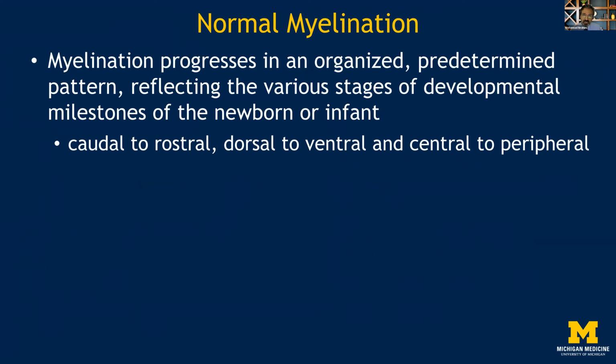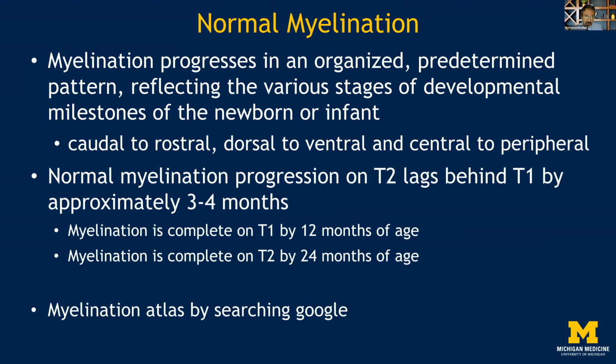So before we start with what is abnormal, we need to decide what is normal, and more importantly, to understand the myelination process in the child. This is a dynamic process that progresses in an organized and predetermined pattern that reflects the various stages of the developmental milestones of the newborn or the infant. This reflects their neuropsychological development. The general rule that we use is that myelination progresses from caudal to rostral, from dorsal to ventral, and from central to peripheral. These are just important rules that we can use, and we'll see them in the coming slides.